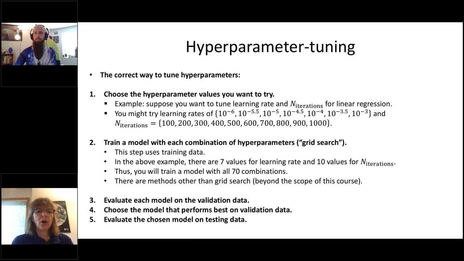So what you then do is try all combinations. Say you have 7 values for the learning rate and 10 values for the number of iterations, that gives you 70 different combinations. And so you train 70 different models. And then you can basically just check which one performed best on the validation data. Again, don't use your test data, but look at the training and especially the validation data and see which one works best and keep that one as the hyperparameter. You can also do that with a hyperparameter search, but we won't go into that today. All right, next slide.